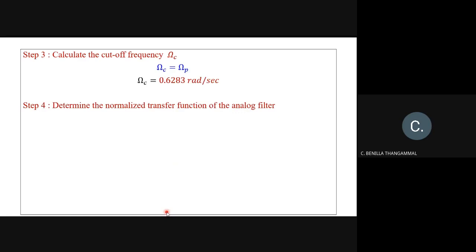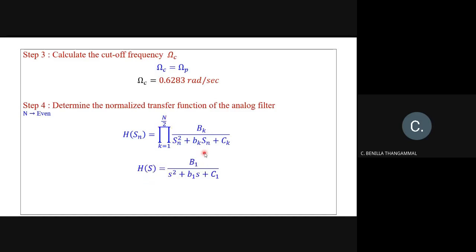Step 4 is to determine the normalized transfer function of your Chebyshev filter. Since n is equal to 2, that is even, your H of s is equal to the product of k equal to 1 to n by 2 of Bk divided by s square plus small bk s plus ck. So n is equal to 2, so 2 by 2 is going to be 1. So your H of s is equal to B1 divided by s square plus small b1 s plus c1. Now we have to find the values of capital B1, small b1 and c1.